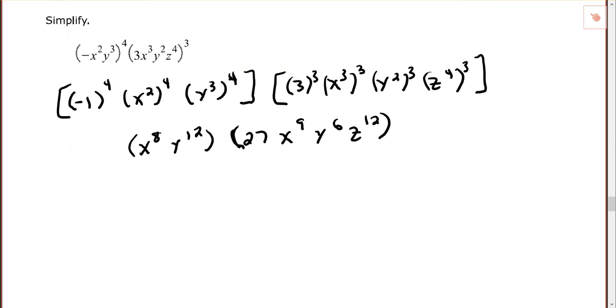And then we want to finish simplifying that, and you can rearrange these again, or you can just go ahead and add the exponents of the like variables. So 27 is our coefficient, x to the 8th times x to the ninth makes x to the 17th. Y to the 12th times y to the 6th makes y to the 18th, because we add those exponents. And then z to the 12th.